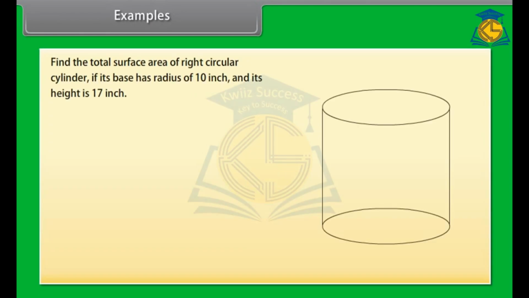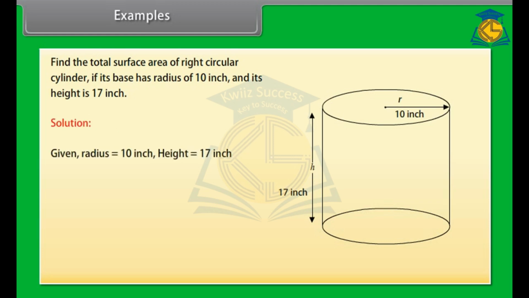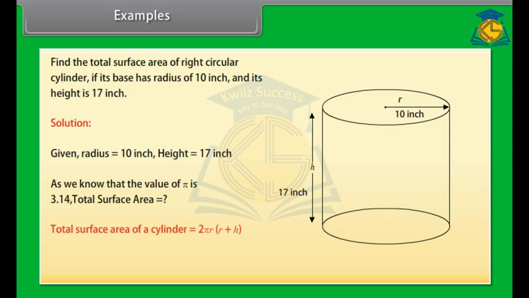Example: find the total surface area of a right circular cylinder if its base has a radius of 10 inches and its height is 17 inches. Solution: radius is equal to 10 inch and height is equal to 17 inch, which is given. As we know that the value of pi is 3.14, now we have to find the total surface area. We know that the formula for finding the total surface area of a cylinder is 2 pi r into (r plus h).